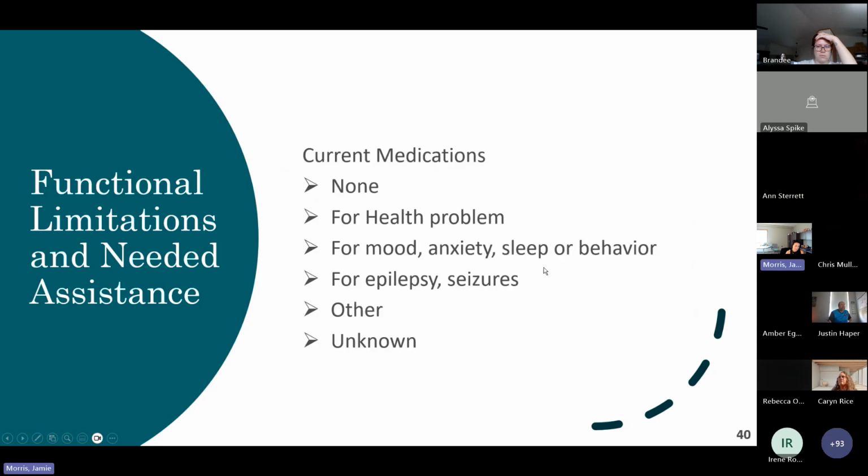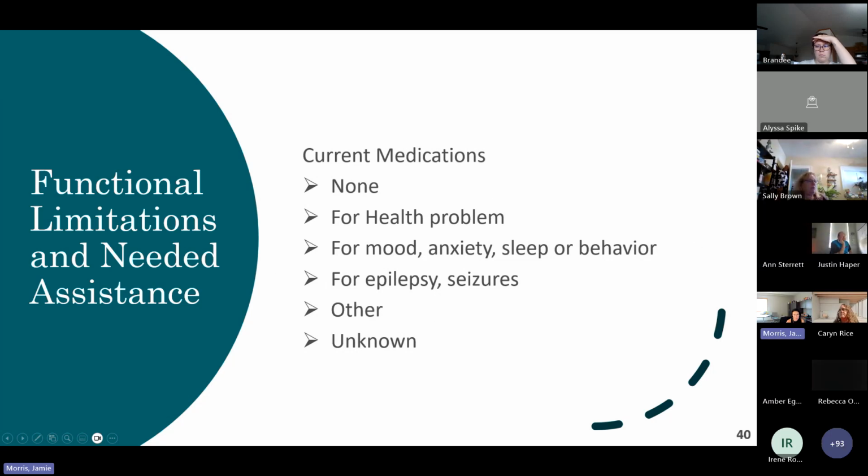So number 7 is current medications. We're going to mark all that apply. You are going to go ahead and, on the line next to them, write what that type of medication is, and of course if they have none, then you would choose none, but you may have some for health problems. So if you have some heart issues and you're taking a certain type of medication for that, I would choose that and I would write that on the line, and I'm going to include the dosage also.